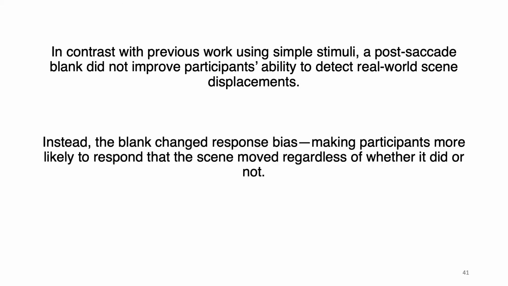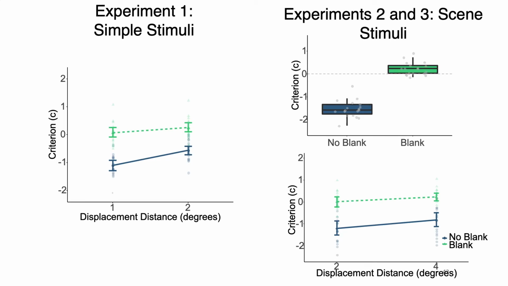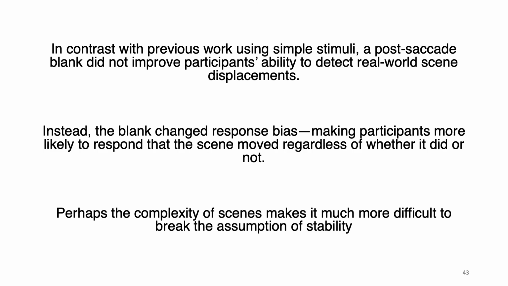Instead, the blank changed response bias, making participants more likely to respond that the scene moved regardless of whether it did or not. And interestingly, we found that same pattern of response bias in our simple stimuli experiment. Participants were just more likely to respond that the stimulus had moved with a blank across all 3 of our experiments. And again, as you can see, the data from all 3 experiments shows the exact same pattern of effect. So maybe the complexity of scenes makes it much more difficult to break the assumption of stability, and that just prevents the blank from being effective.